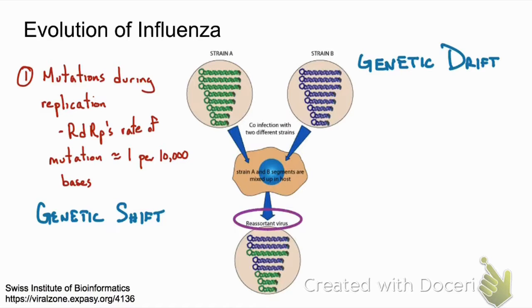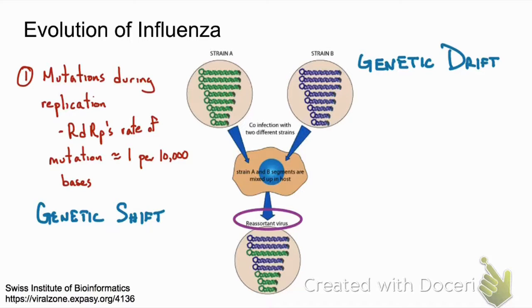In this case here, that reassortment would produce a viral particle that would contain some genome from strain A and some from strain B. These very large wholesale changes are what have led to some of the biggest pandemics of influenza that our world has seen.